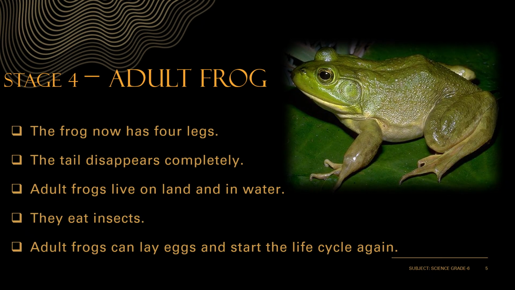Stage 4 of the life cycle of a frog is the adult frog. The frog now has 4 legs. The tail disappears completely. Adult frogs live on land and in water. They eat insects. Adult frogs can lay eggs and start the life cycle again.